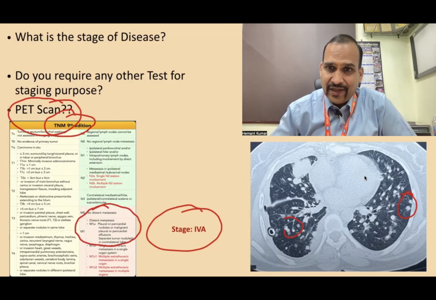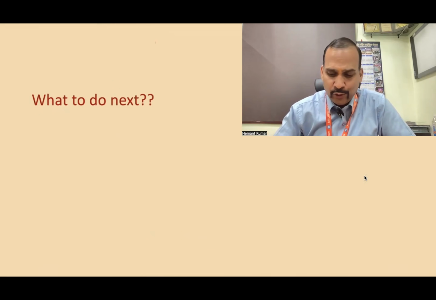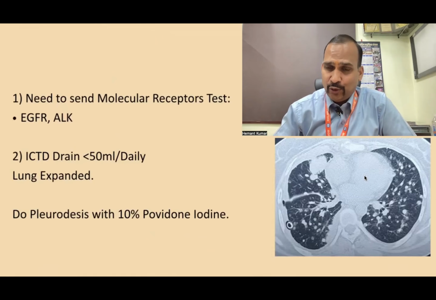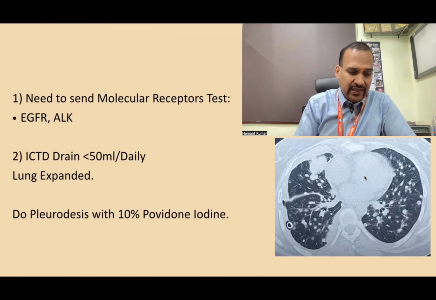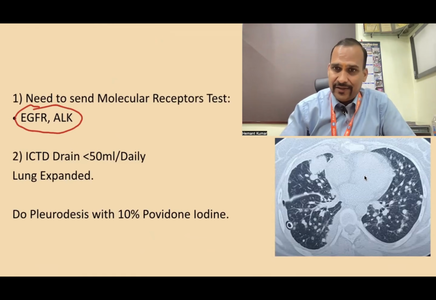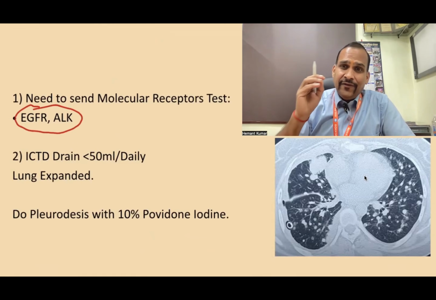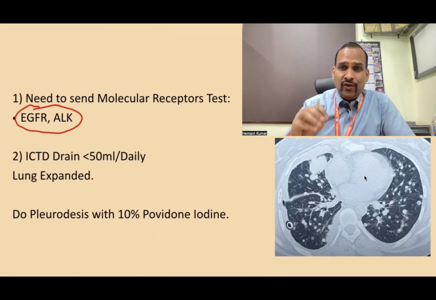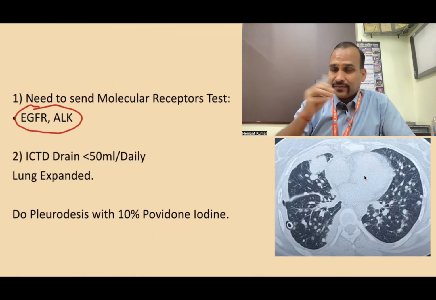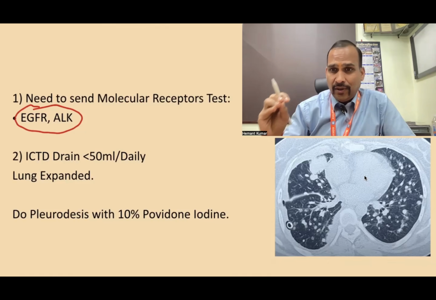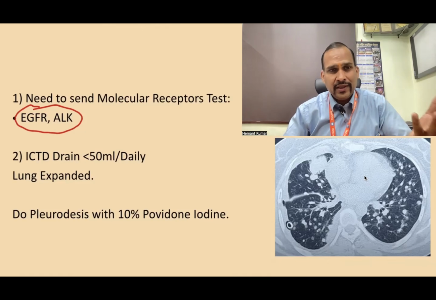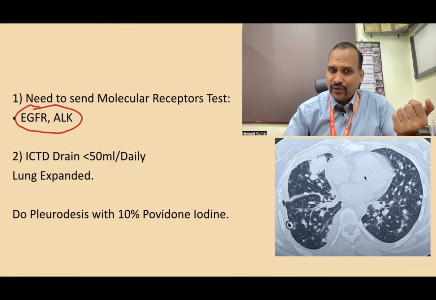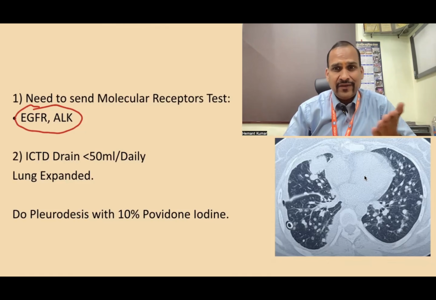How to manage? As I told you in the last class also, if you find adenocarcinoma, then you have to send a sample for molecular tests like EGFR and ALK. If this is positive, then you can think of receptor therapy like gefitinib, erlotinib, osimertinib and crizotinib, depending on what you are getting in your EGFR and ALK report. Unfortunately, EGFR and ALK were negative in this patient.